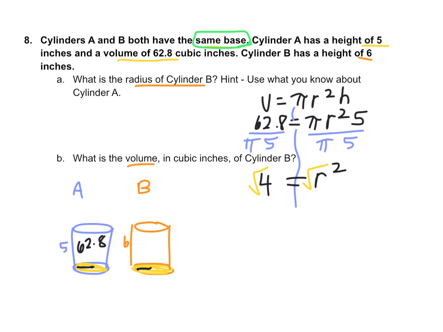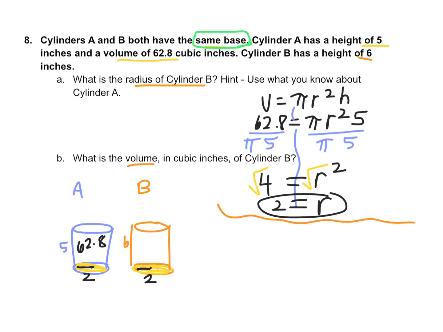So my radius is 2, and I figured that out by doing inverse operations. So going back to my original picture, the radius is 2. That means they have the same base, so the radius must be 2 in cylinder B.